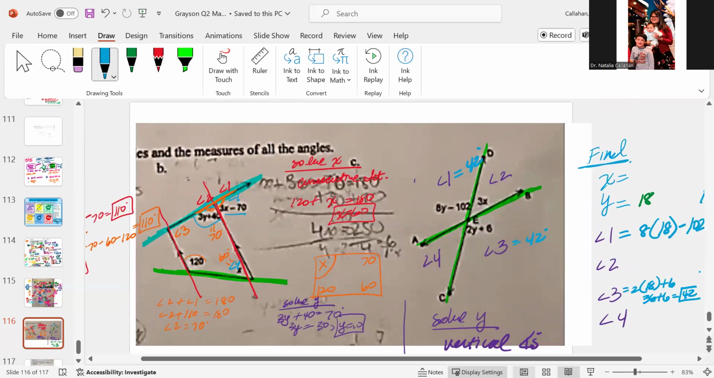And so far you can check to see if that's correct. Are they both the same? 42. Good. So they are vertical angles. Now which angle can you find? X. How? 42.